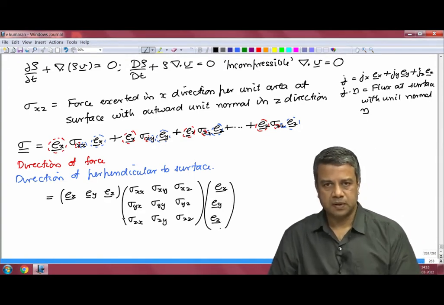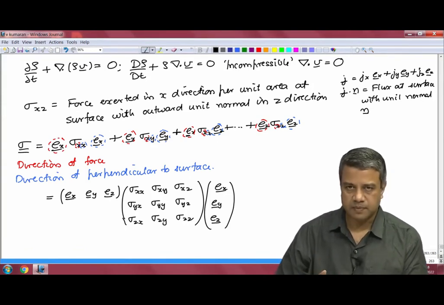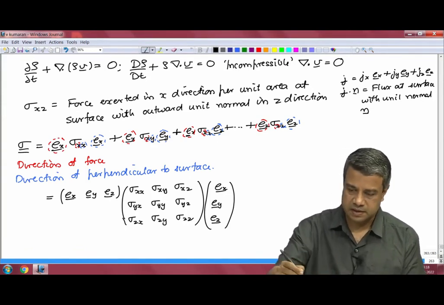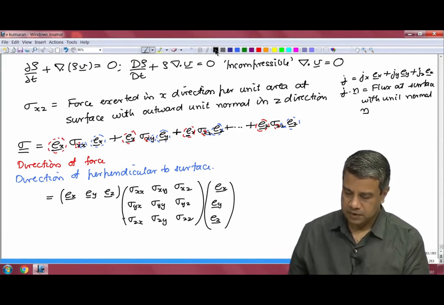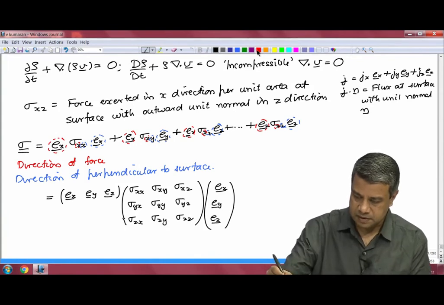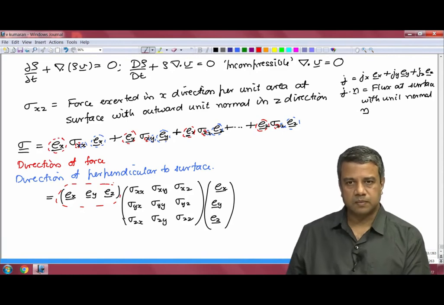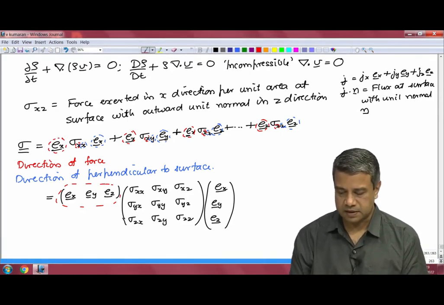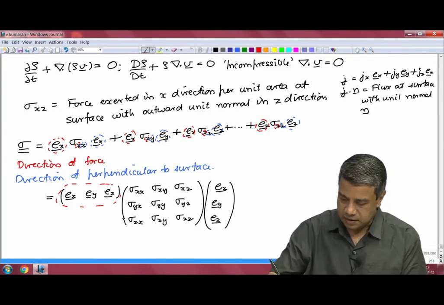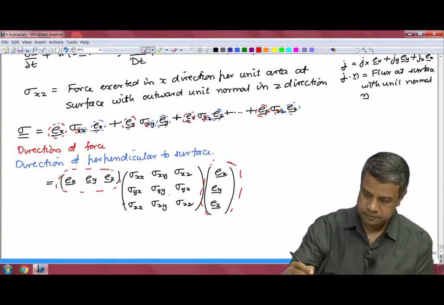Okay. You can easily see that this matrix multiplication will give me back the same expression that I had for the stress. And in this matrix expression, the first row matrix of unit vectors is the direction of force. The second row matrix of unit vectors is the direction perpendicular to the surface.